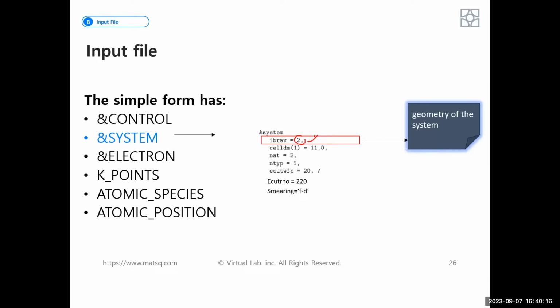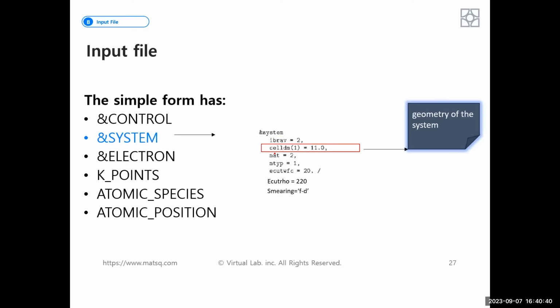0 means free, that we don't know what our structure actually is. If we put 2, it means FCC. If we put 3, it means BCC. If we put 4, it means HCP structure, etc. We have 14 different structures. This one I will also show you on the manual itself, what each number really means.